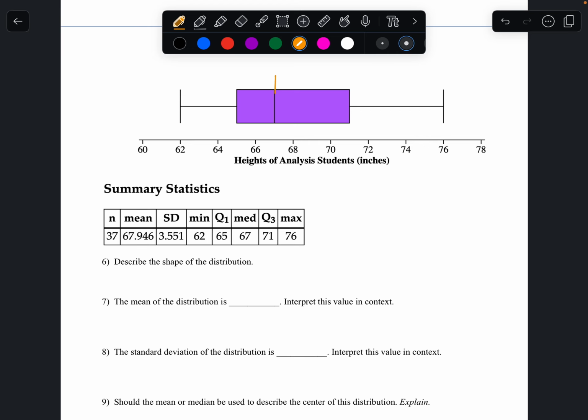You can see the median in the center here is at 67. Looking at the right side here, we can see that's 9 inches long, and then we can see the left side is only 5 inches long. So the right side is definitely longer than the left, so this is skewed right.